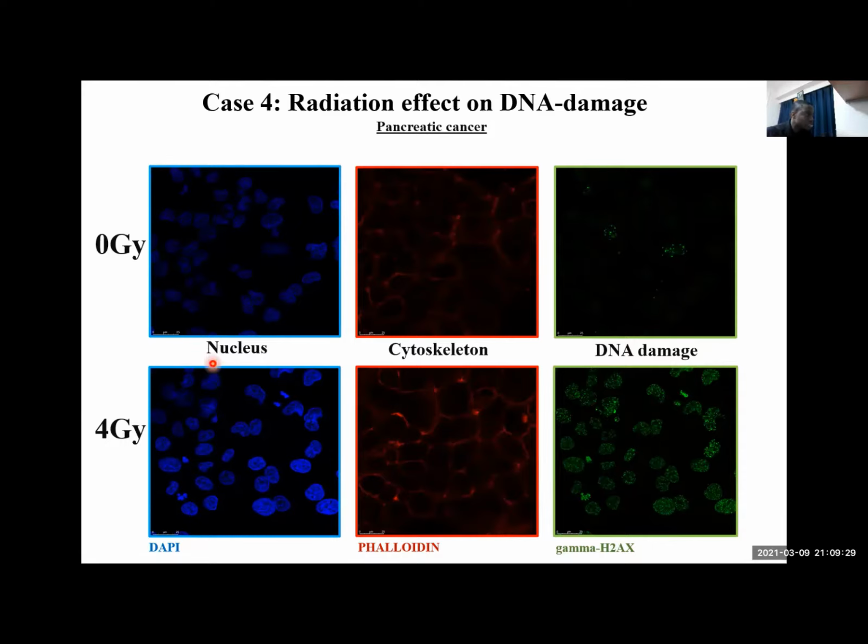But what can you actually notice? In the blue section, not much of a difference between the 0 gray and the 4 gray. Same thing in the red section. But in the green section, something is going on here. In the 0 gray, we can see that there is little damage to DNA, right? But in the 4 gray, there is an increased damage to the DNA. And of course, this further proves the radiation effect on DNA damage.